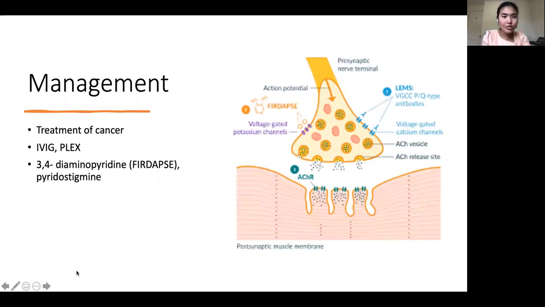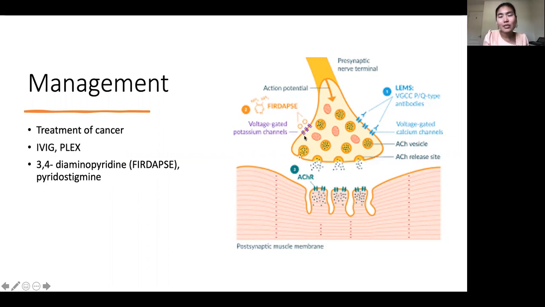So management, we're going to come to it now. It's because of cancer, isn't it? So you need to get rid of the root cause, which is treatment of cancer. Meanwhile, you also want to get rid of those antibodies. So again, you give IVIG, you can try plasma exchange. There is a particular medication called 3,4-diaminopyridine that can also be given in this case. So this is the medication.